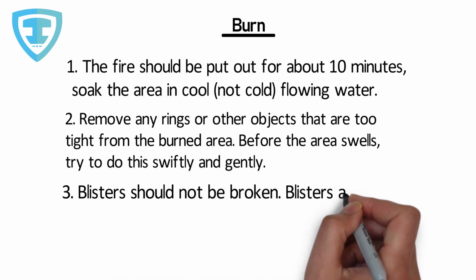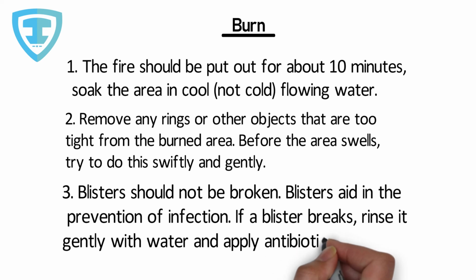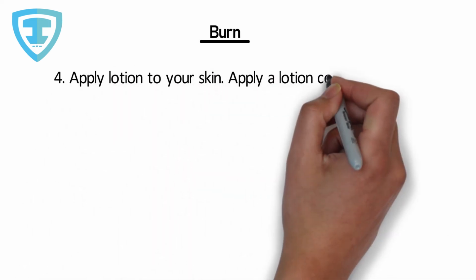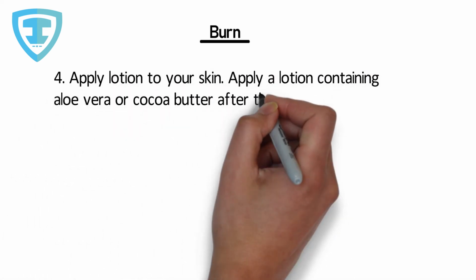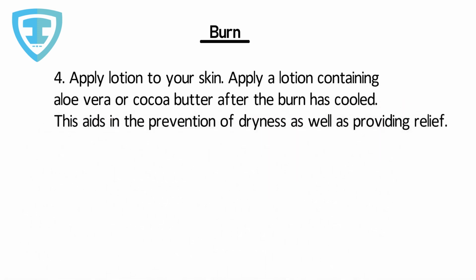Blisters should not be broken. Blisters aid in the prevention of infection. If a blister breaks, rinse it gently with water and apply antibiotic ointment. Apply a lotion that contains aloe vera or cocoa butter to the affected area after the burn has cooled. This aids in the prevention of dryness as well as providing relief.